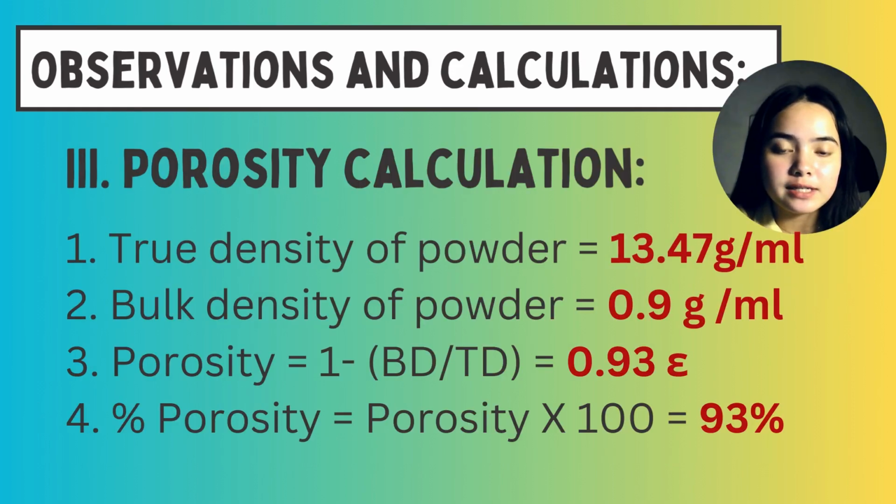So for the observations and calculations for the porosity calculation, we have true density of powder equal to 13.47 gram per ml, bulk density of powder equal to 0.9 gram per ml. Porosity is equal to 1 minus, open and close parentheses, bulk density of powder divided by true density of powder, which is equal to 0.93 porosity. Lastly, the percentage of porosity is equal to porosity times 100, which is equal to 93%.